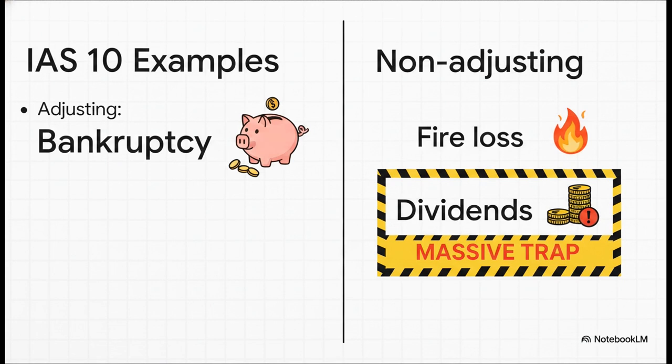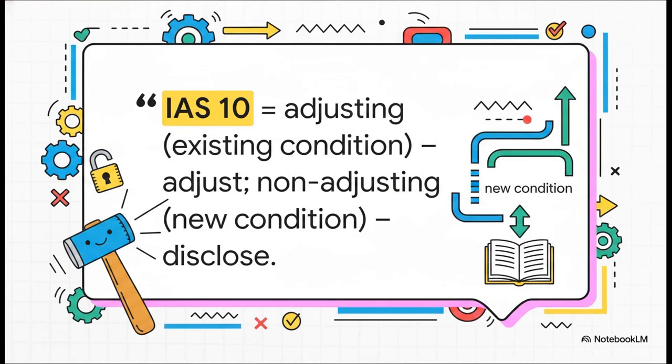And please pay very close attention to this last one. Dividends declared after year-end. This is a massive trap. It is non-adjusting. Do not recognize a liability for them at year-end. You only disclose them. Let's hammer home our third one-line summary to completely secure your understanding of the Twilight Zone.